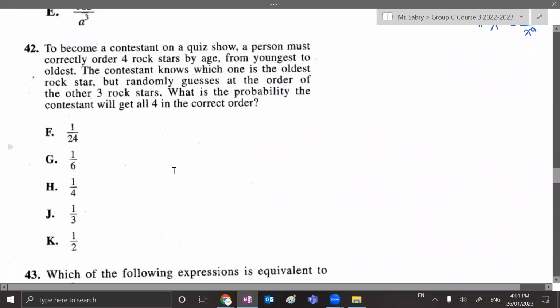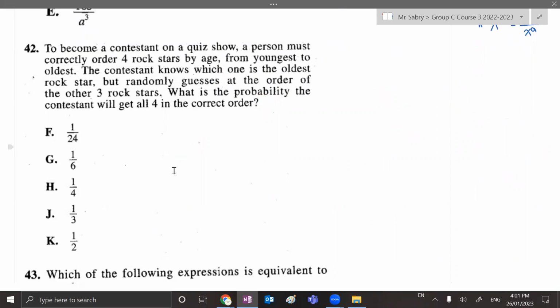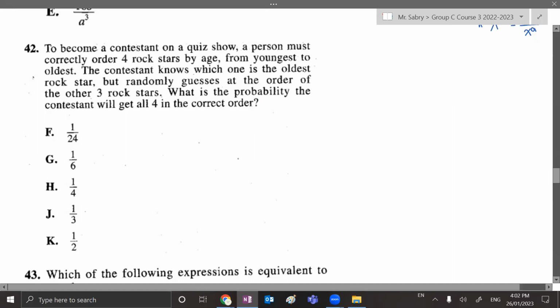42. Really, to become a contestant on a quiz show, a person must correctly order 4 rock stars by age, from youngest to oldest. The contestant knows which one is the oldest rock star, but randomly guesses at the order of the other 3 rock stars. What is the probability that the contestant will get all 4 in the correct order?